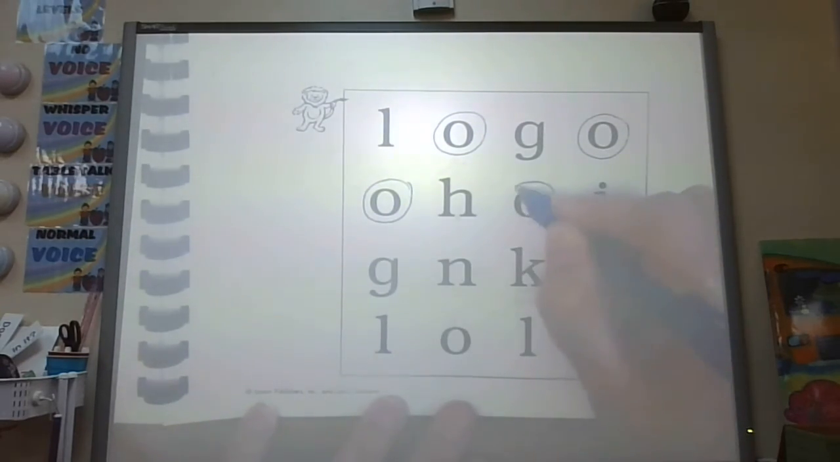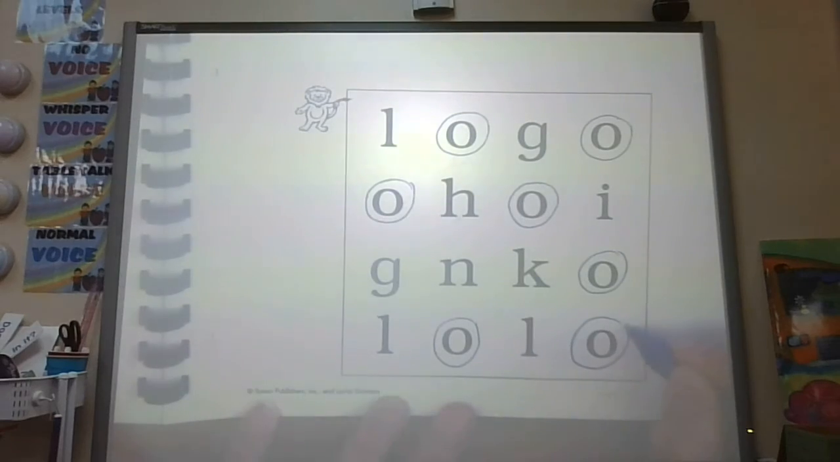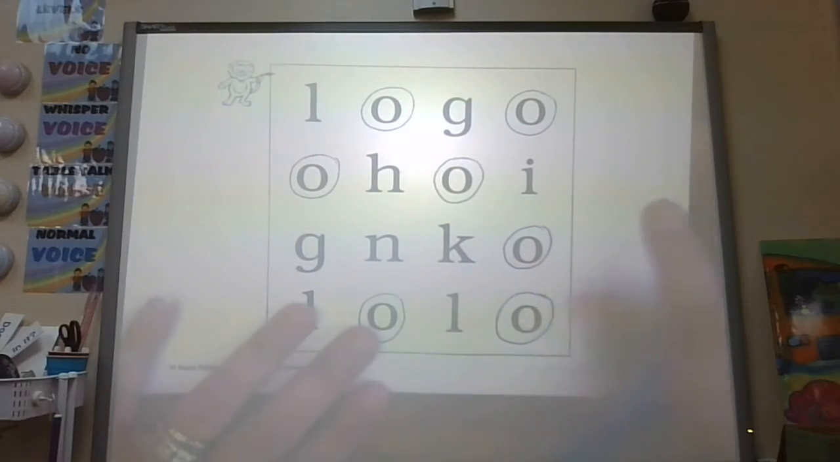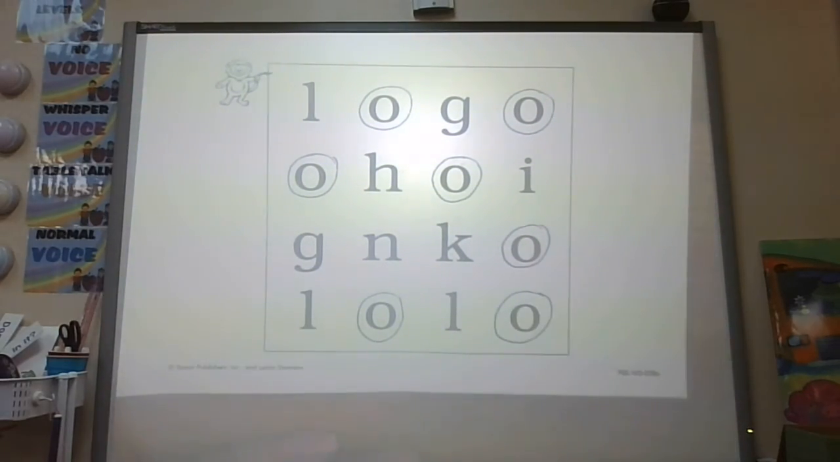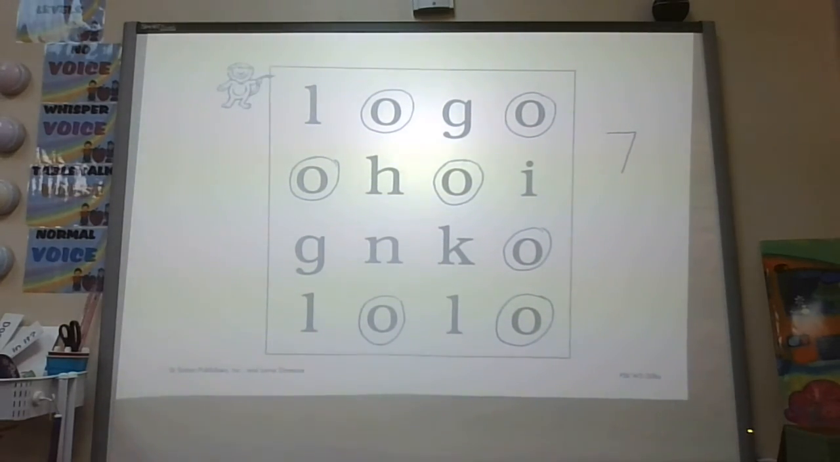Count all of the O's that you've circled. Raise your hand when you can tell me how many O's we circled. Touch count. How many, Elijah? 7. How many, Aiden? 7. How many, Manny? 7. Fantastic. We do have 7 lowercase O's. So up here on the right, we are going to write our very best number 7.